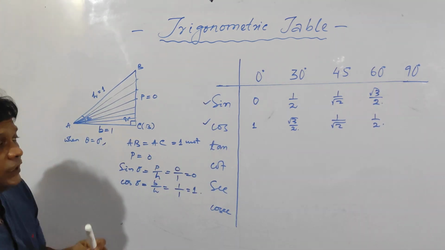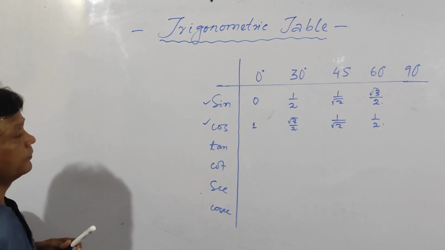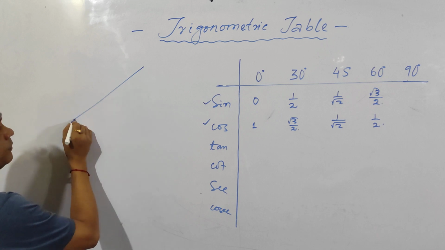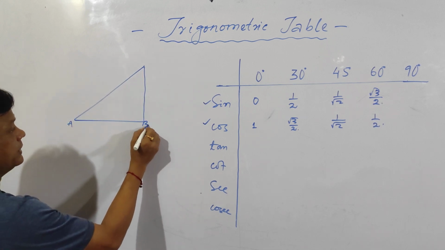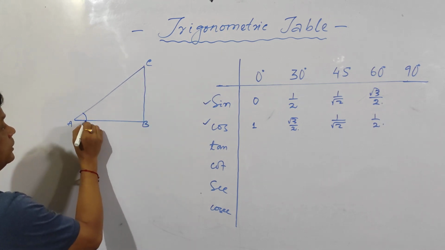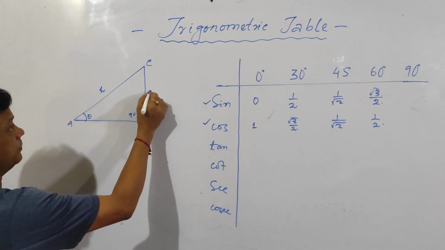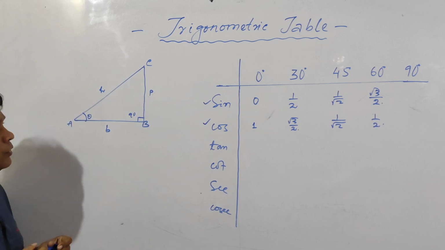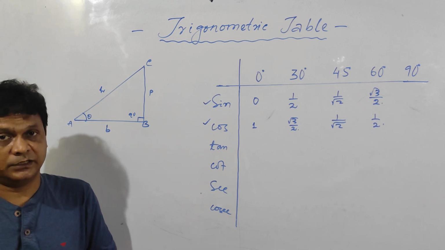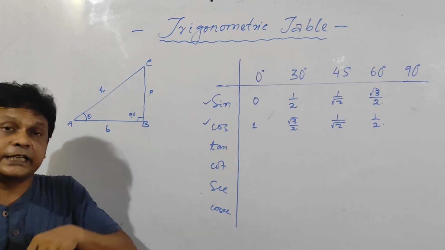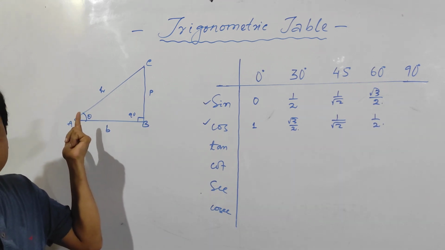Clear? Now how to find out 90 degree? See here. Same triangle I am taking. ABC. And this one is theta, this one is 90 degree. This one is H, this one is P, this one is B. So how to make theta 90 degree? That means you have to increase the angle. But in my previous case, you were decreasing. Theta tends to 0. But here, theta tends to 90 degree.